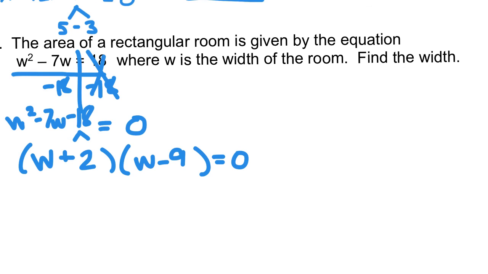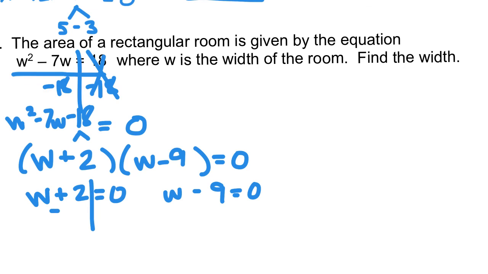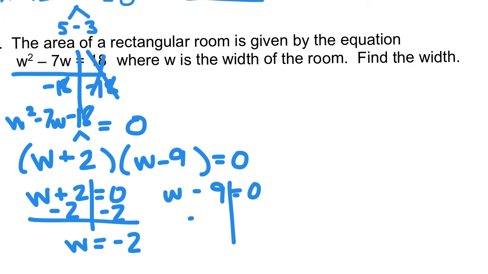Now that we have those, we set each one equal to 0 and then solve. So w equals negative 2, and w equals 9.